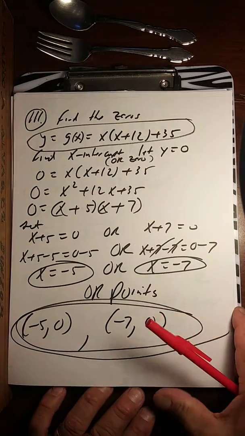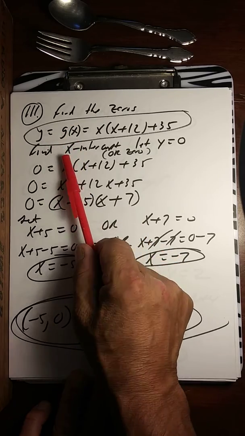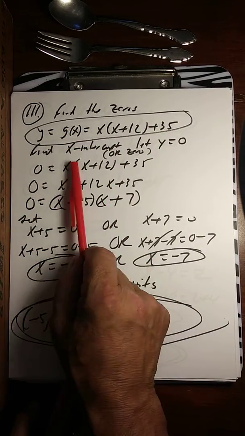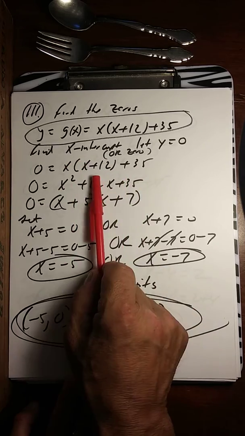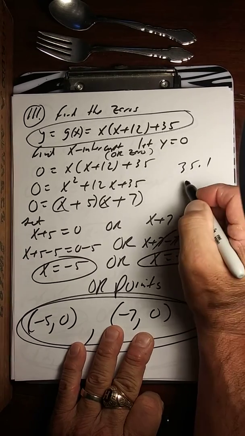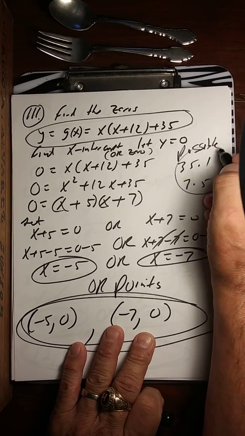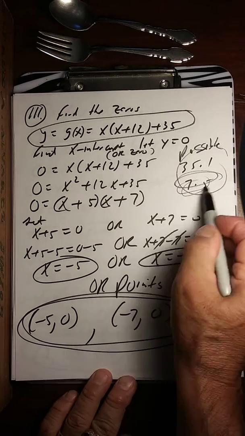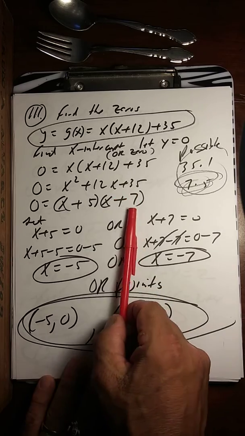Alright, so now we have: find the zeros. Find the x-intercept, let y equal 0. So 0 equals all this. Multiply it out: x times that, x squared plus 12x plus 35. Now we can factor this because 35 could be 35 times 1, or 7 times 5. These are the possible ways to do this. We're going to go with 5 and 7. That looks like it: 5 times 7 is 35, 7 plus 5 is 12.